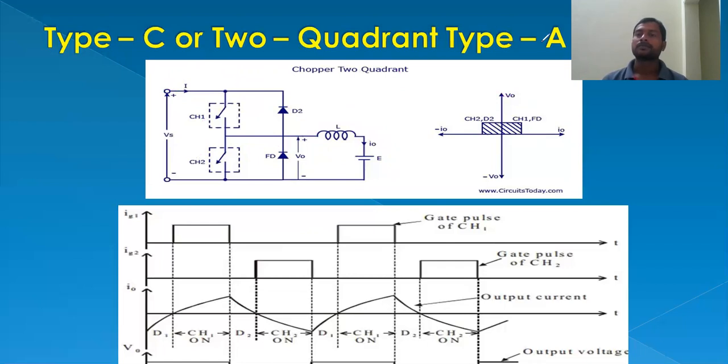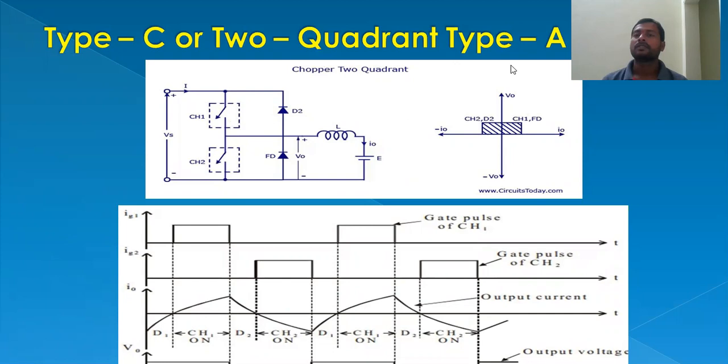And finally, I conclude with this. This circuit performs first coordinate and second coordinate operations. That's why this chopper is called class C chopper or 2 coordinate chopper. Class C chopper will perform its operation in the first coordinate and also in the second coordinate.